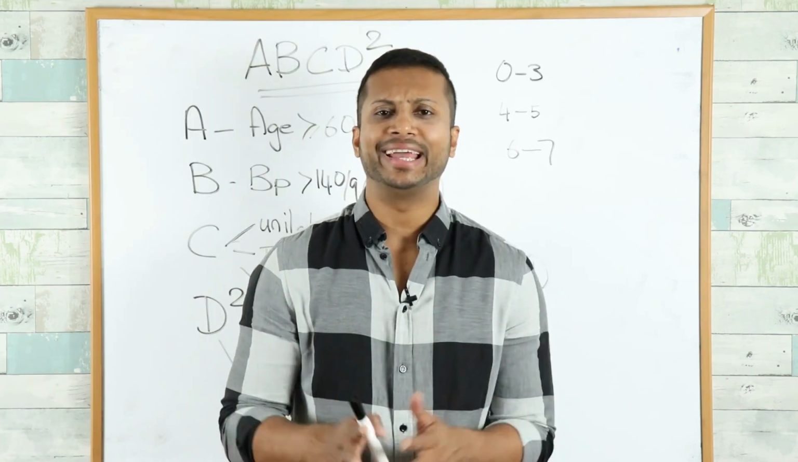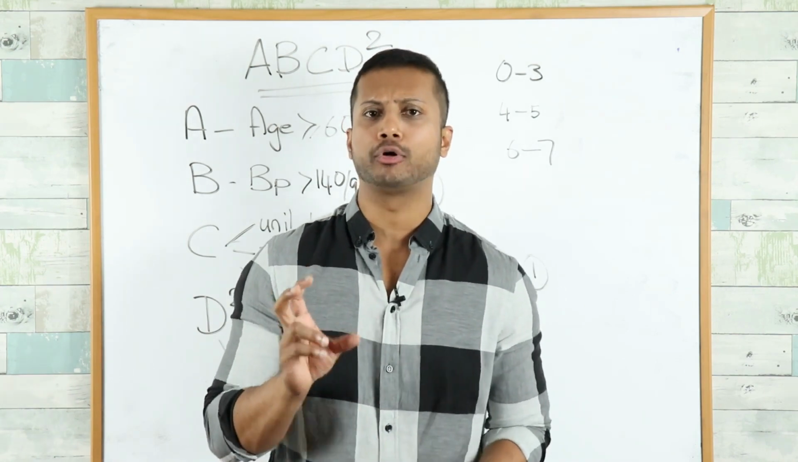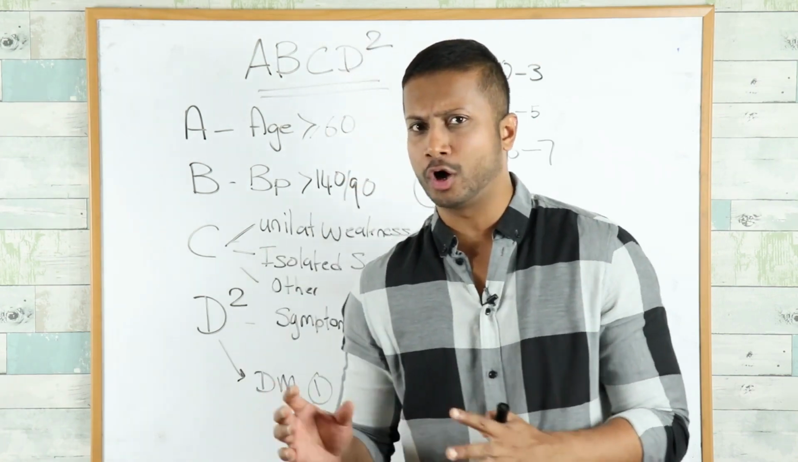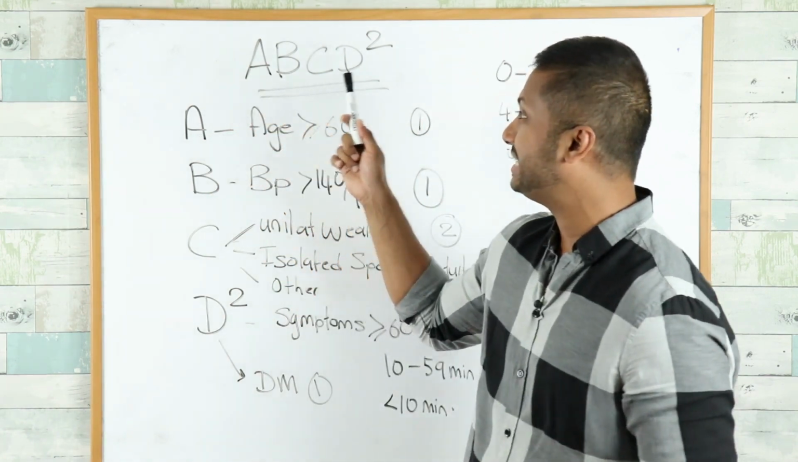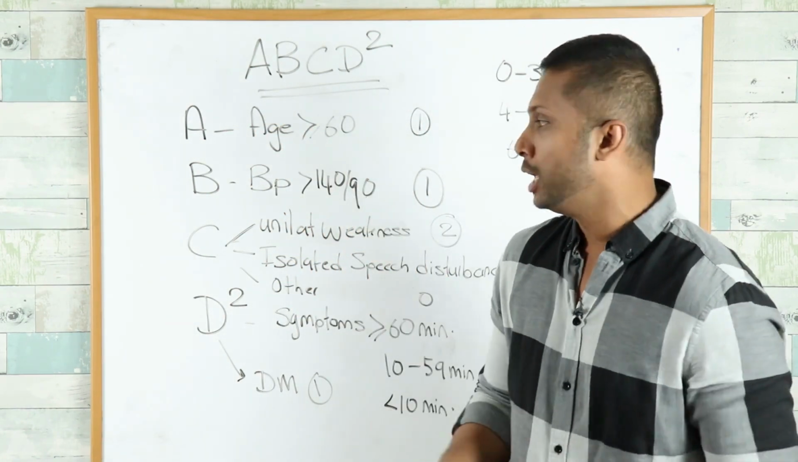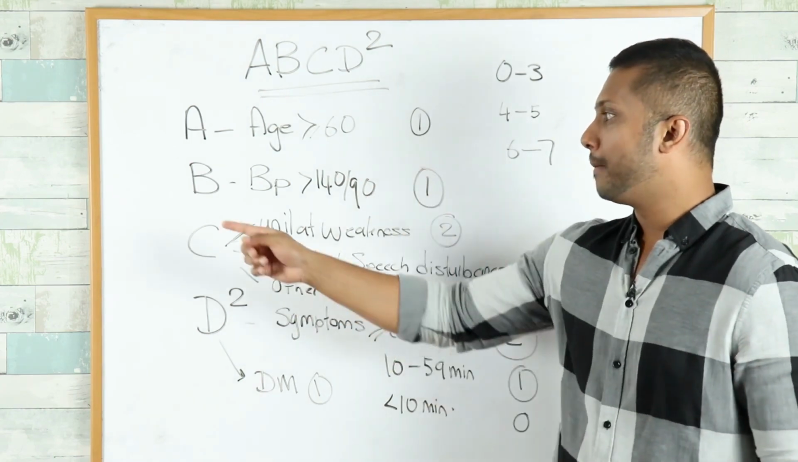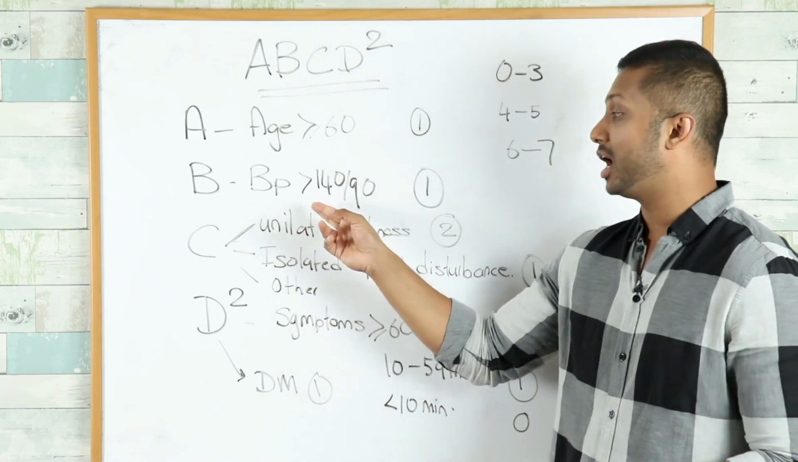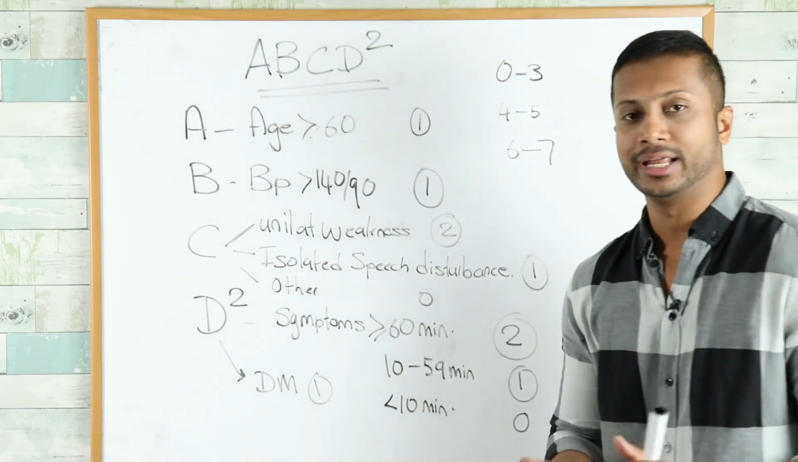Alright guys, since we are in the subject of TIA, I need to tell you guys about one important scoring system that we do use, not often used in the hospital setting but rather used in the primary care setting. This is known as your ABCD squared score. A stands for age, which is greater than 60 gets 1 point. B is for blood pressure. If the patient has a blood pressure greater than 140/90 gets 1 point.